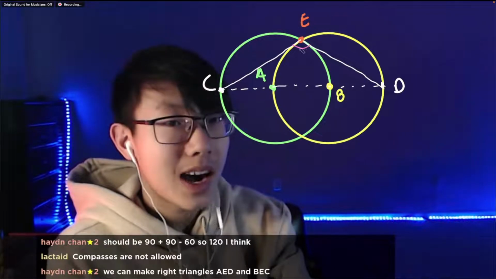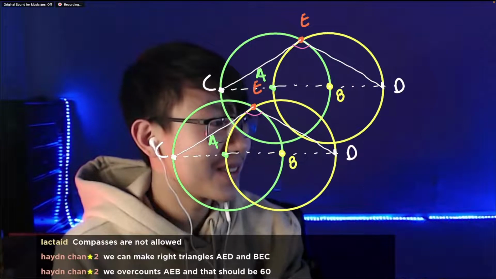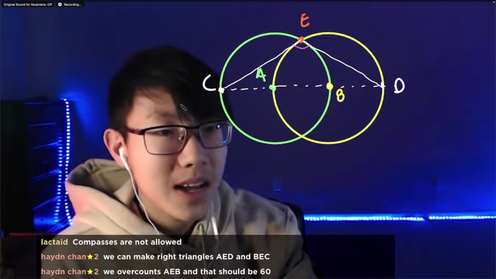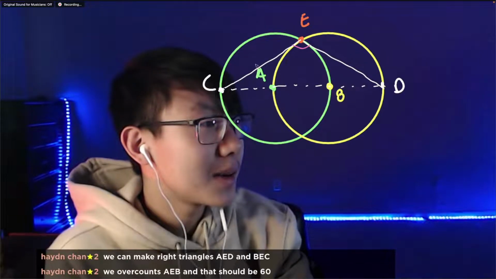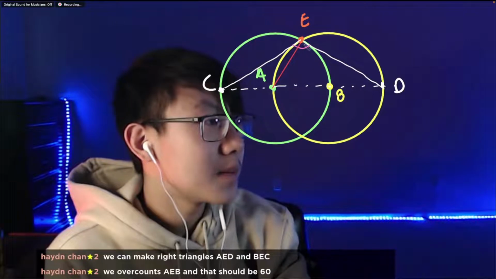So I'm going to copy paste this diagram a bunch of times so that I have it for future reference. So we can look at all the ways to do it. So making triangles AED, I'm going to do this in red. So AED and CEB.